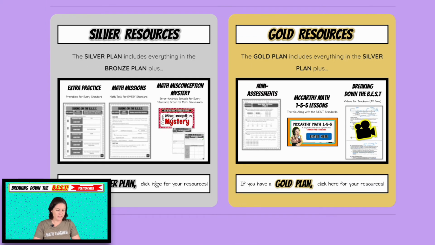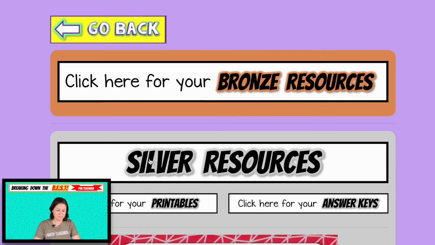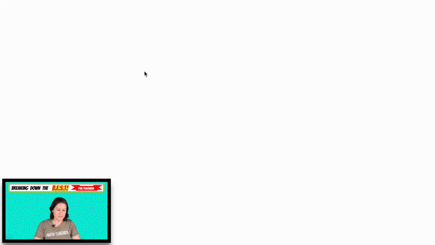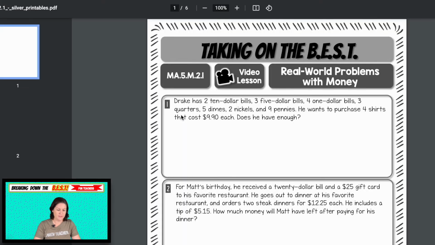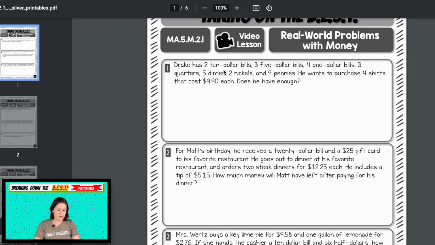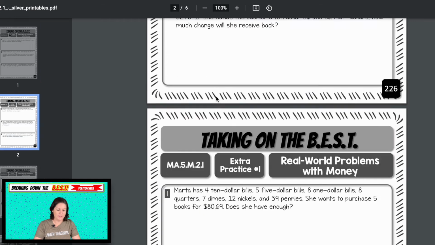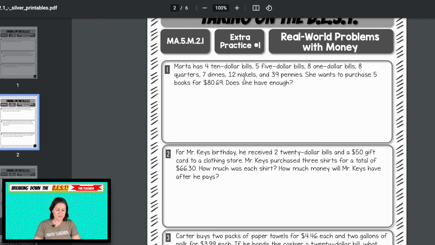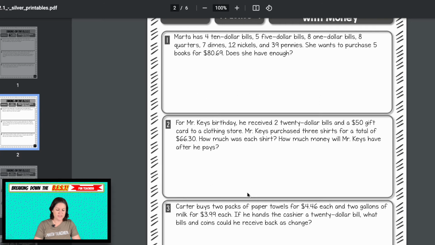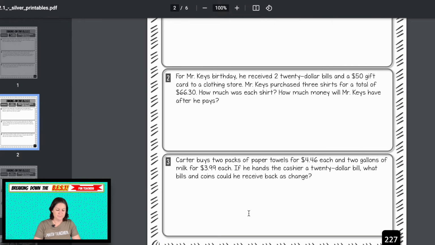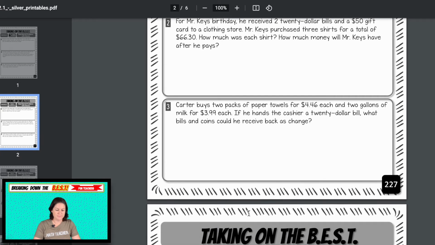And then if you have the silver plan, you have access to more practice. So let's click on printables. Here's that video lesson we just went over. We know because of that icon. And then you'll see there's an extra practice page right here, kind of similar to what we just did in the video lesson, but just a little bit different.